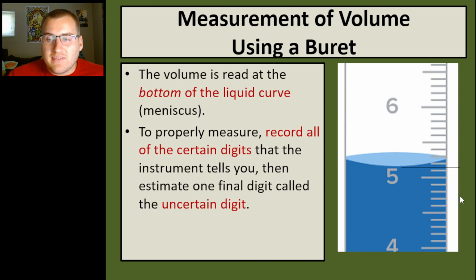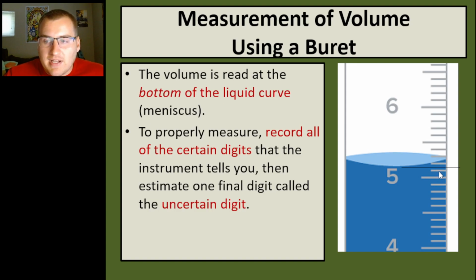I'm using the hash marks on my device to make that volume measurement. When we measure properly in the lab, we're going to record all of those certain digits. Some instruments have a lot, some will have a few. Then we're also going to make one estimated final digit, called an uncertain digit. I don't have any more hash marks to use, but I can estimate that this is maybe 30% of the way in between these two lines.